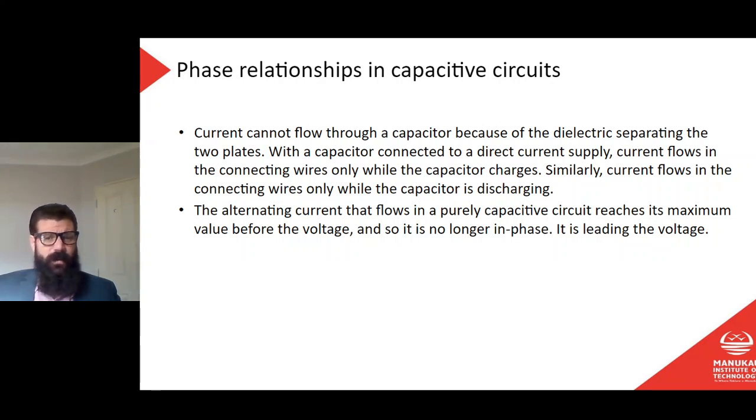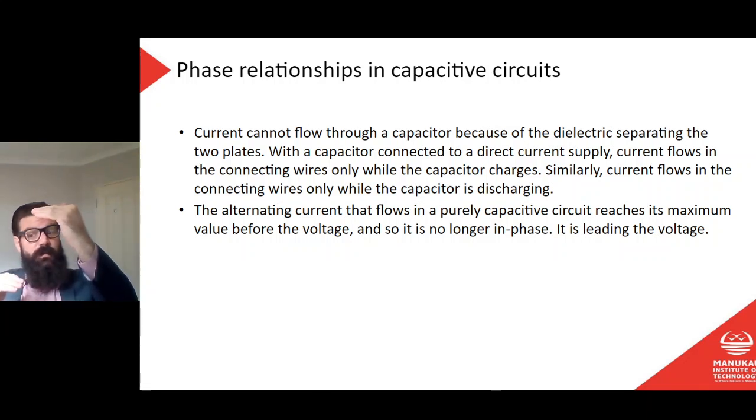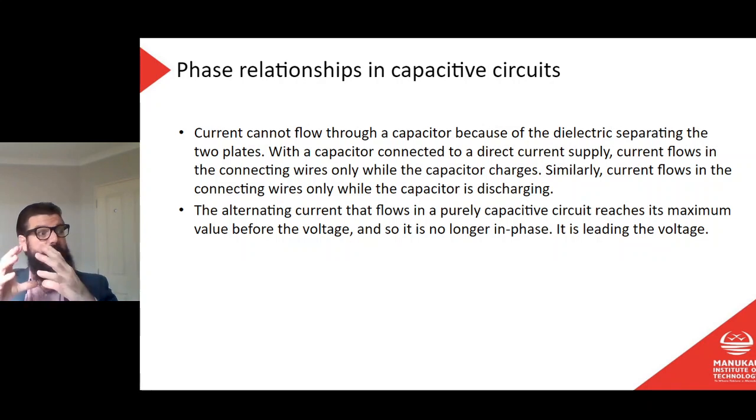In an alternating current purely capacitive circuit, the current reaches its maximum value before the voltage, and so it is leading the voltage. That's because the voltage on the capacitor will rise as the capacitor charges, but at the instant that our voltage is applied, we have our maximum current flow, because that capacitor is trying to take its charge from the supply. So we have a high current but a low voltage on that capacitor.